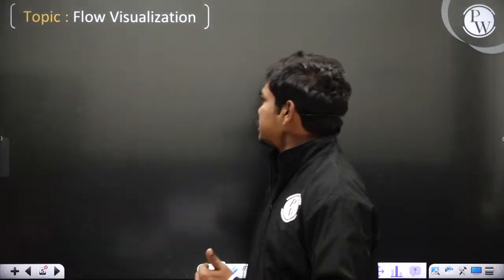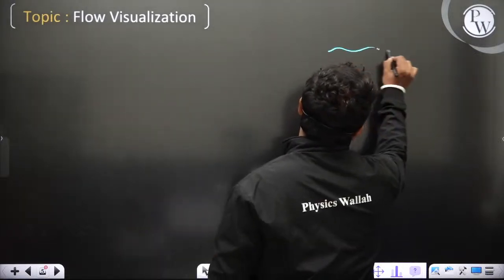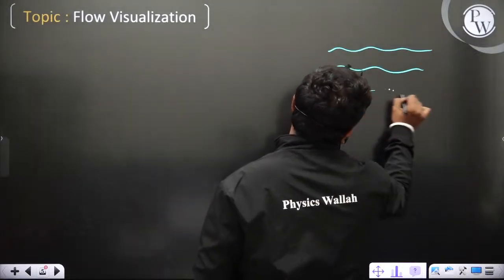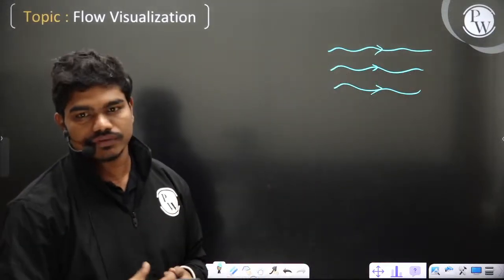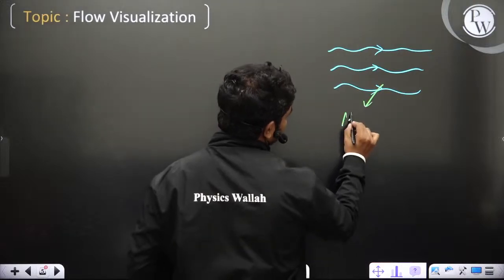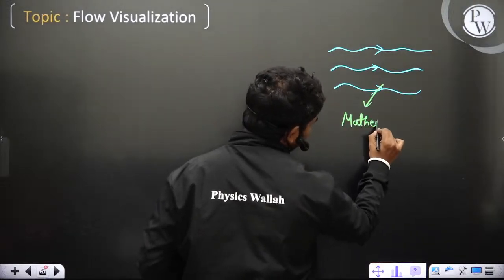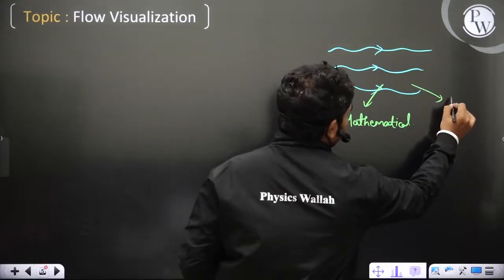Now in this class let us look at flow visualization. If you have a flow, how can you actually analyze the flow? How can you actually look at the flow? Normally, like any other technique, you will have two techniques. One is mathematical techniques, using certain principles we will do something, and experimental techniques.